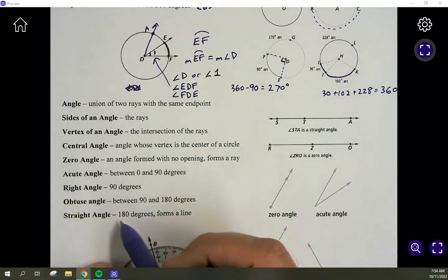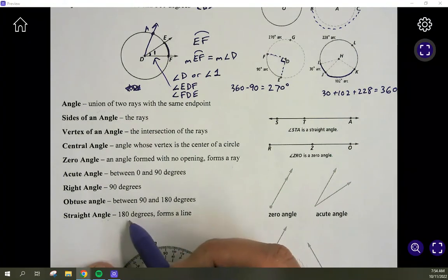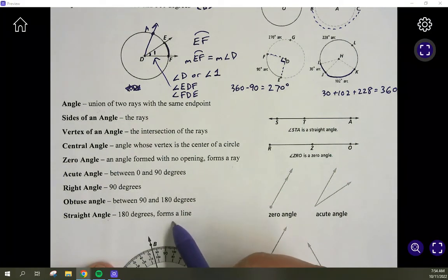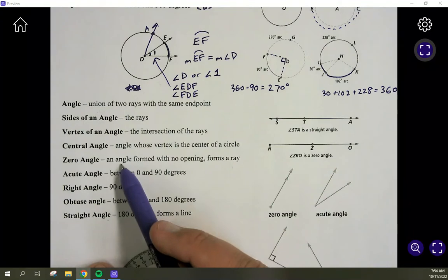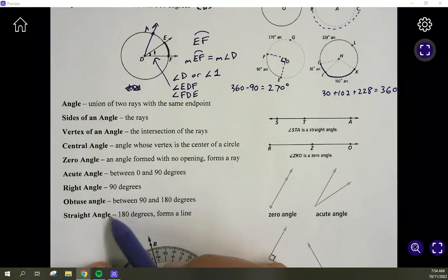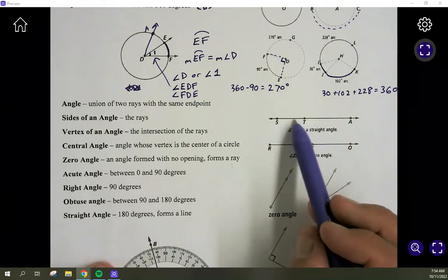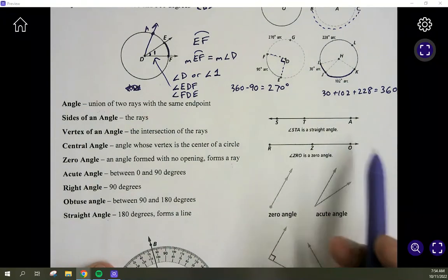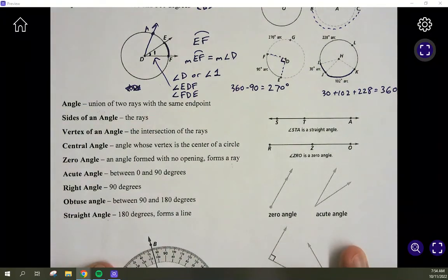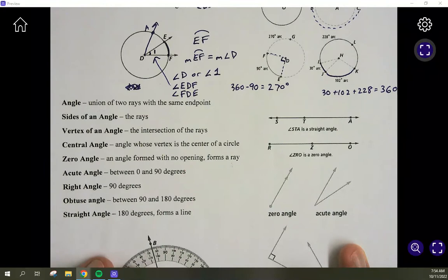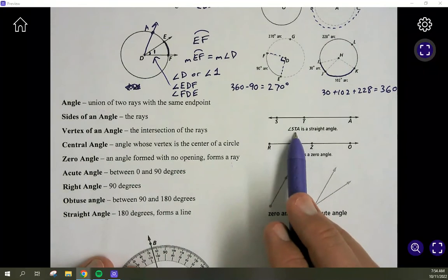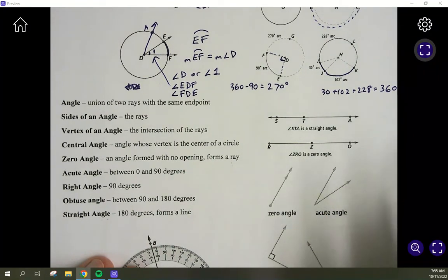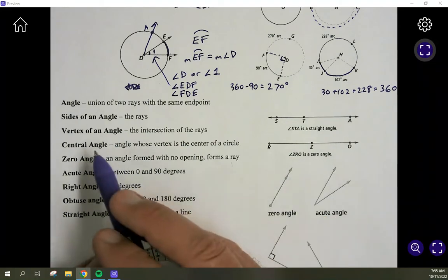Let's jump down to straight angle. A straight angle is not 0 degrees, it's 180 degrees, and it forms a line. So 0 angle forms rays, straight angle forms lines. Here's a straight angle, here's a 0 angle. You look at those, they look the same, and so that's why there's confusion. Now, how they're named gives away whether this is a straight angle or whether this is a 0 angle.